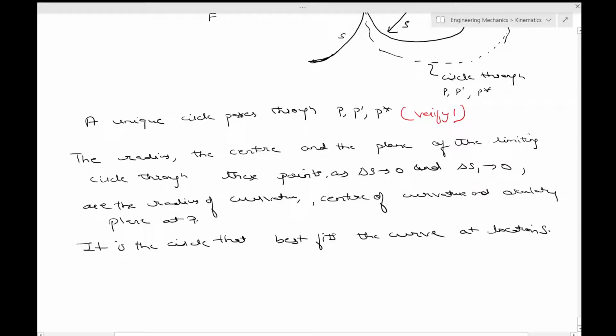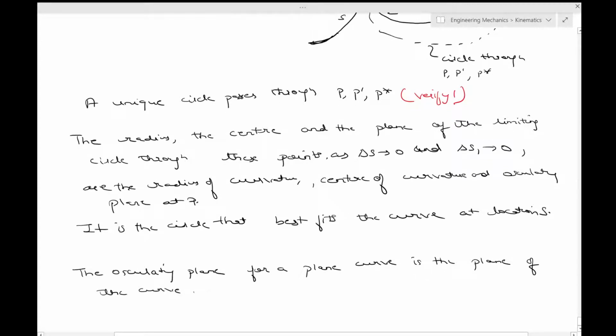This point is obvious, but you should be able to think about it and agree. The osculating plane for a plane curve, meaning a two-dimensional curve, is the plane of this curve itself.